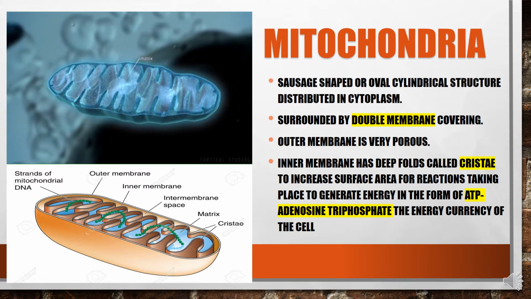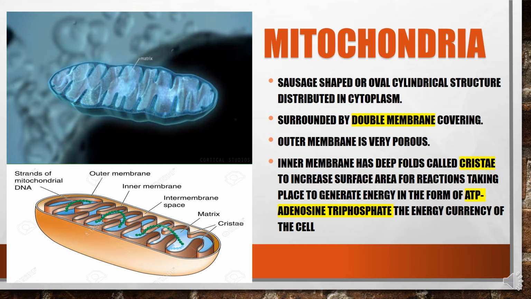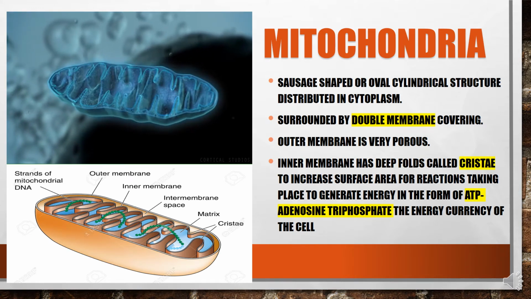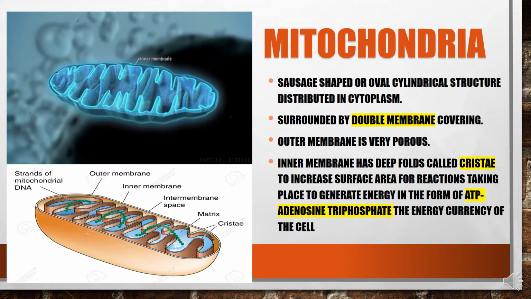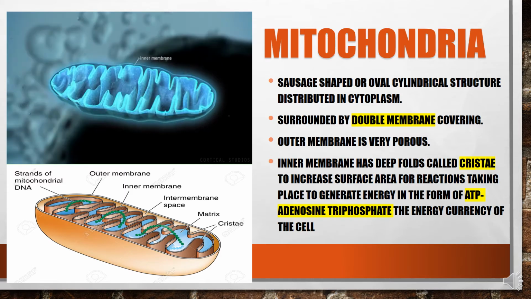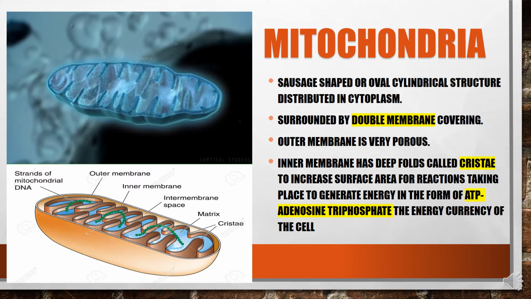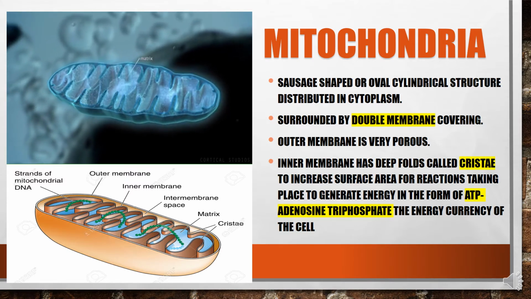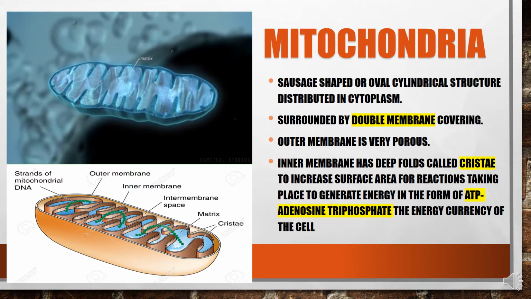mitochondria. Mitochondria is a very important cell organelle present in each eukaryotic cell, and this is a sausage shaped, or you can say oval cylindrical structure distributed in cytoplasm in scattered form, anywhere it may be. It is surrounded by a double membrane covering, as you can see in the diagram, a double layer covering, outer membrane and inner membrane.